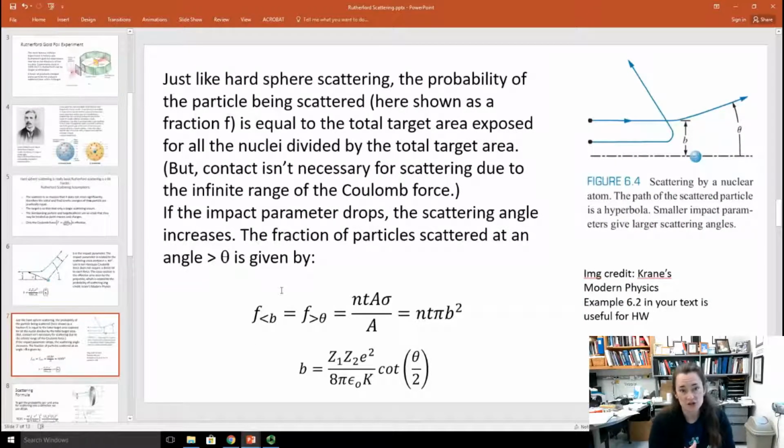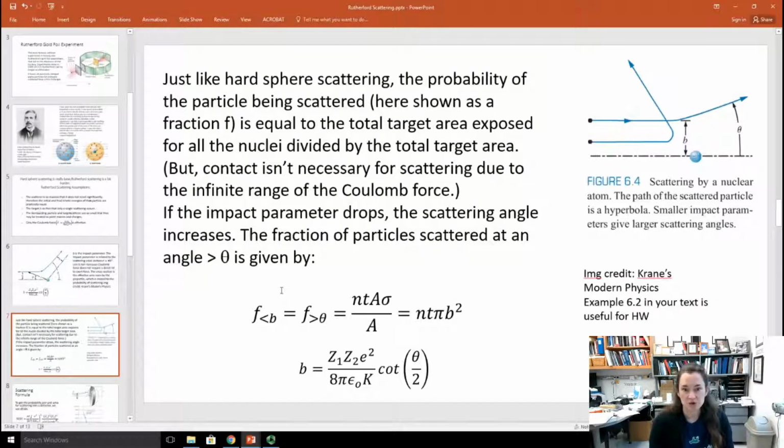Now, just like in hard sphere scattering, the probability of a particle being scattered, shown here as a fraction f, is equal to the total target area exposed by all nuclei divided by the total target area. Contact isn't necessary for the scattering. So that's going to be N t A sigma divided by A. Now n here is the number density of nuclei, the number of nuclei per unit volume in your target. And t is the thickness of your target. For the gold foil, that would be 600 nanometers. And then sigma is the scattering cross-section, which is pi b squared.